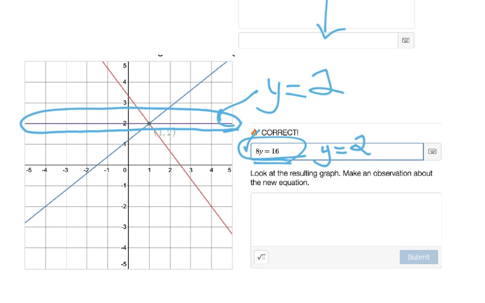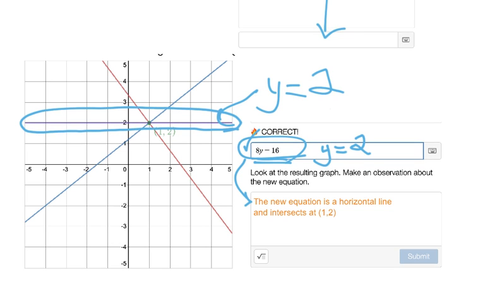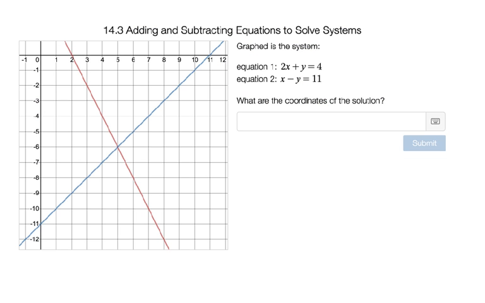So look at the resulting graph. Make an observation about the new equation. Well, I just kind of basically gave it to you. Well, hopefully you noticed that the new equation is a horizontal line, and it also intersected at 1, 2. Interesting.